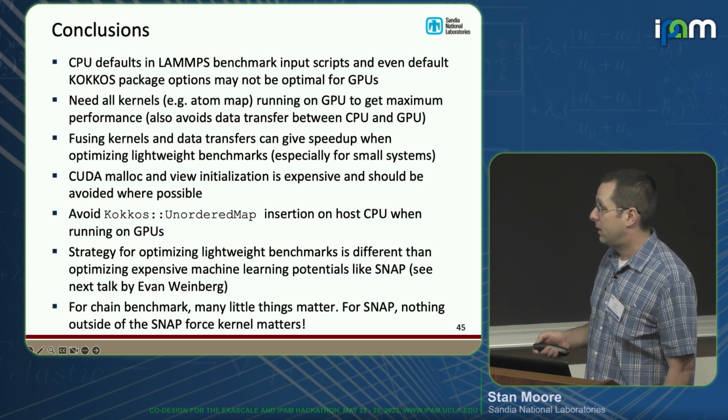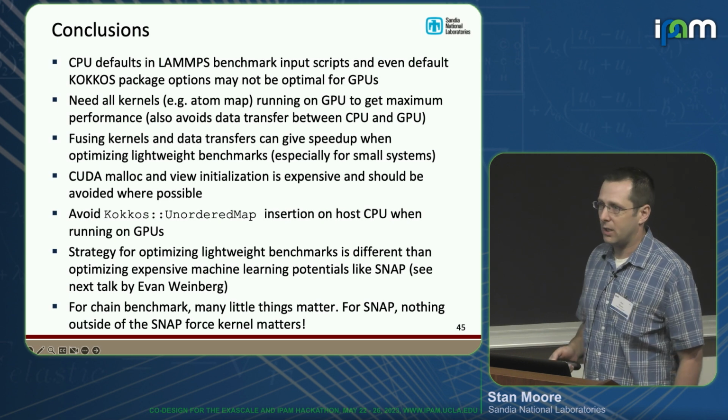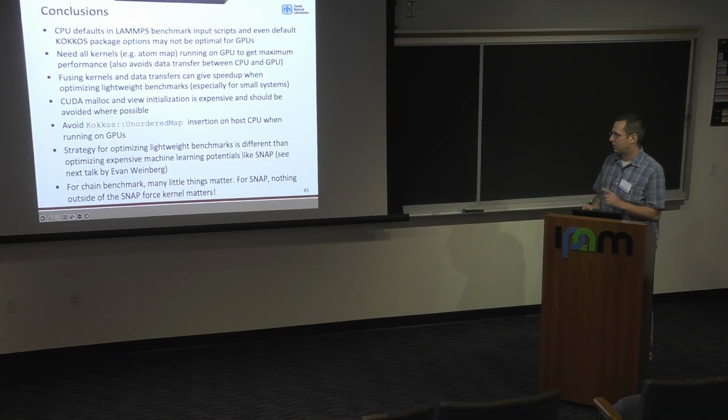I will mention that the strategy for optimizing lightweight benchmarks like chain is different than when optimizing very expensive machine learning potentials like SNAP. This, I think, will be highlighted by the next talk by Evan. For the chain benchmark, many little things matter, so fusing and all these overheads we have to get rid of. We have to make sure that everything is running on the GPU. For SNAP or a different expensive machine learning potential, basically nothing like this matters because it's so expensive. There are so many flops in the force kernel that it's the only thing that matters. So I think you'll see that in the next talk.